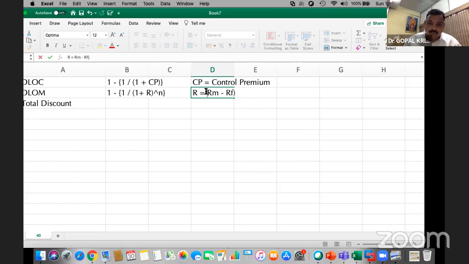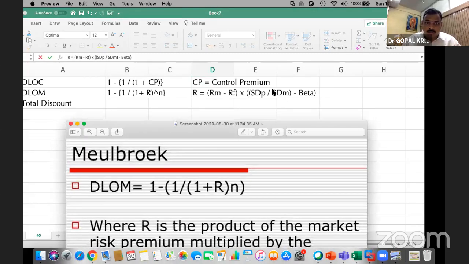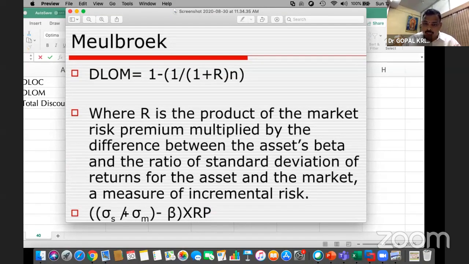So this is your market risk premium, into the standard deviation of your portfolio, that is your asset, divided by the standard deviation of your market, minus your beta. This will be one bracket. If you want to see that as a formula: standard deviation of portfolio divided by standard deviation of market, minus beta, into market risk premium.